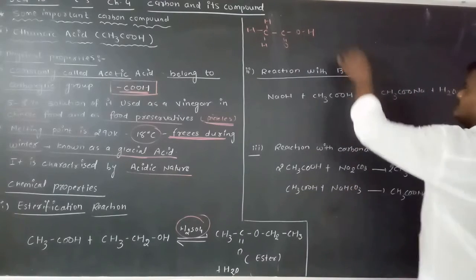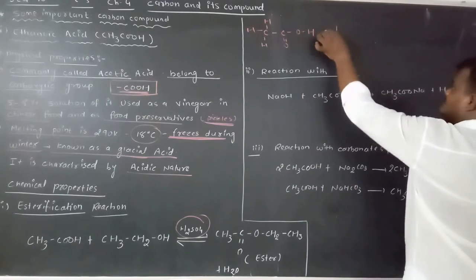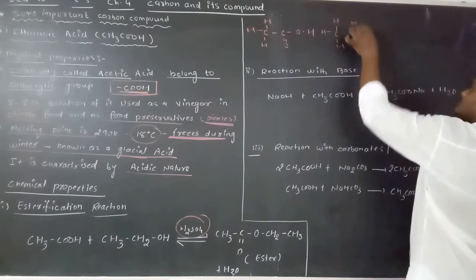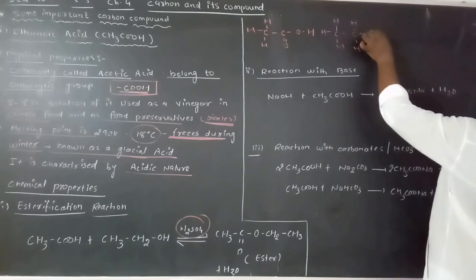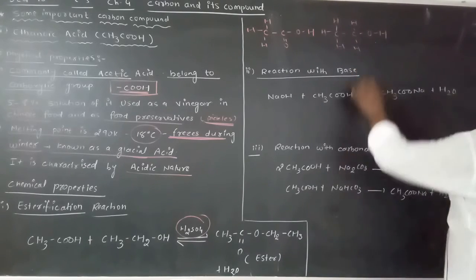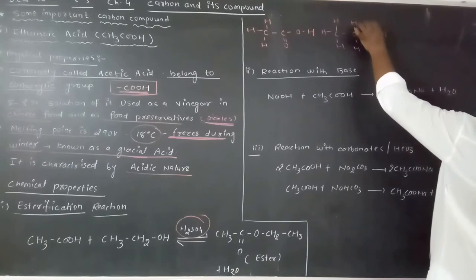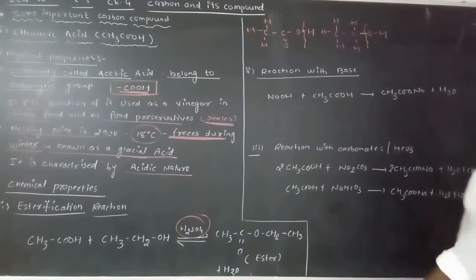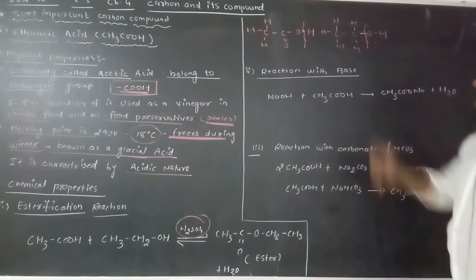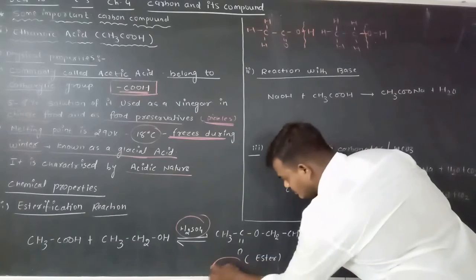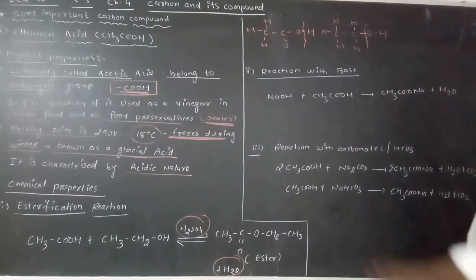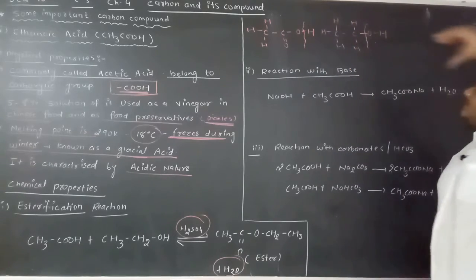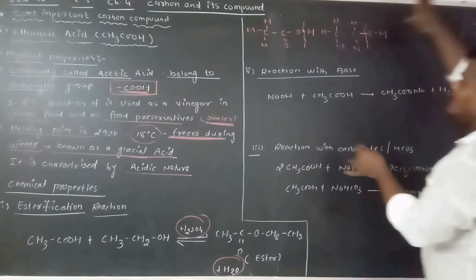And another one, CH3CH2OH. So this is CH3, CH2 and OH. So from here this will break down, and from here this is removed. So what will happen? OH reacts with H and forms H2O molecules. यहाँ से H गया, यहाँ से OH गया, and directly ये क्या करेगा? यहाँ से ये remove करके invert करके इसके साथ attach कर देंगे.